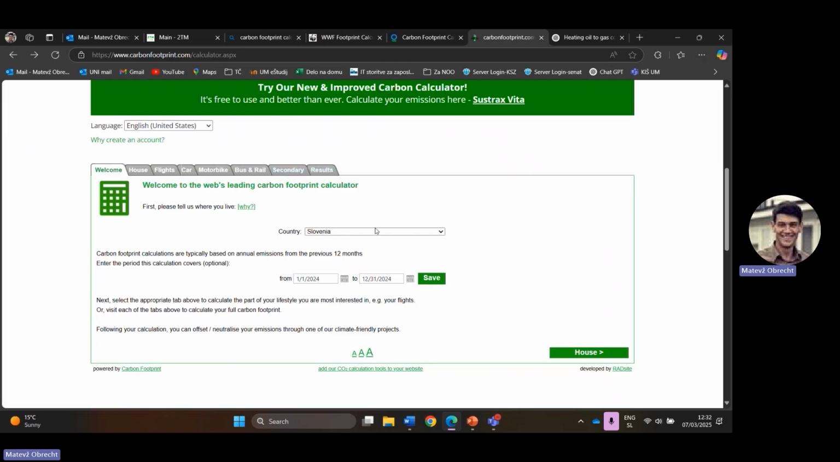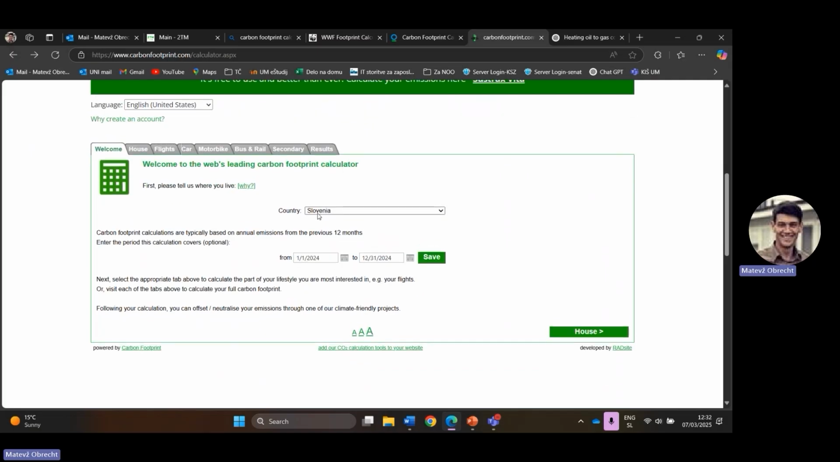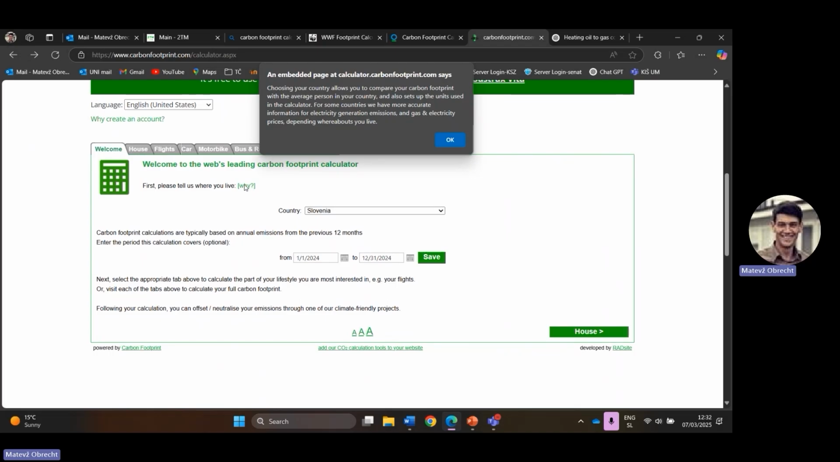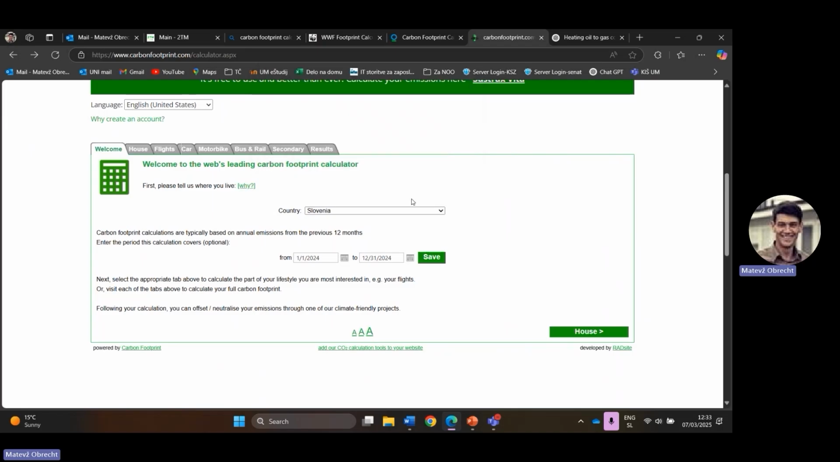So why do I think this one is better? Because first of all, you choose the country you live in. Why do you choose the country you live in? Because choosing your country allows you to compare the carbon footprint with the average person in your country. For the countries, the web page can use accurate information for electricity generation emissions, for gas and electricity, and whereabouts you live. So it depends whether you use electricity in Slovenia, in India, or in the UK, and so on. It has a different environmental impact.